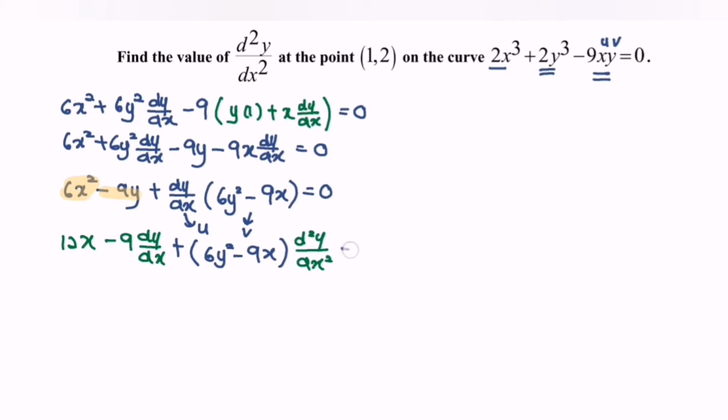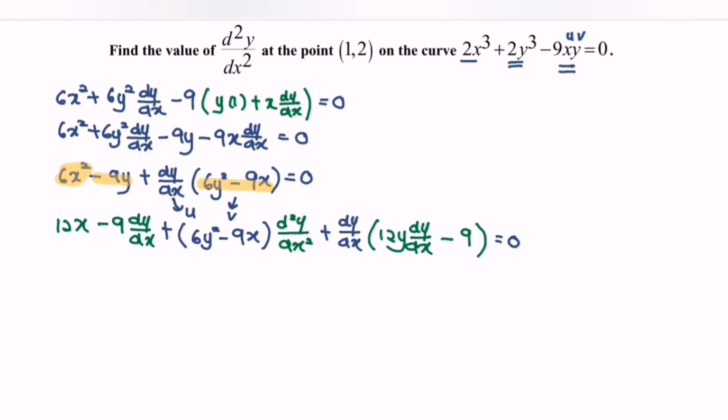Next, followed by dy/dx, and then it is time to differentiate 6y squared minus 9x. So bracket, we will have 12y dy/dx minus 9, finally equals 0.